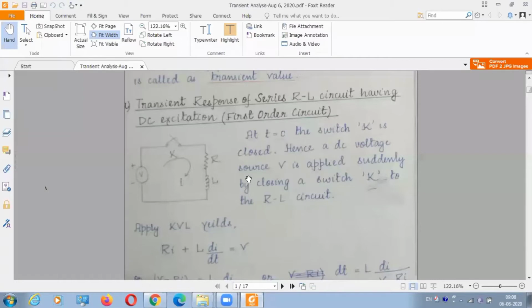We need to just revise all these things. What is the basic need of transient analysis? Why do we need it in power electronics? So we'll just go through it.